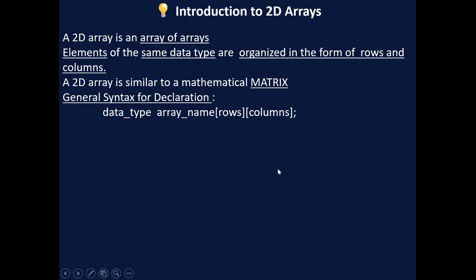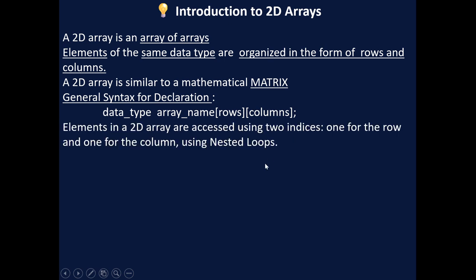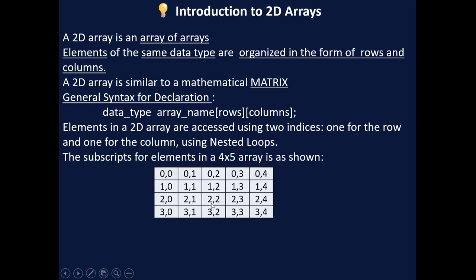The general syntax of declaration will be the data type followed by the array name. The first square bracket is the number of rows, and the next square bracket is the number of columns. And these elements, the rows and columns, can be accessed using two indices using nested loops.